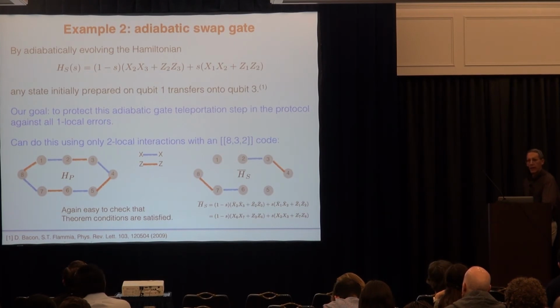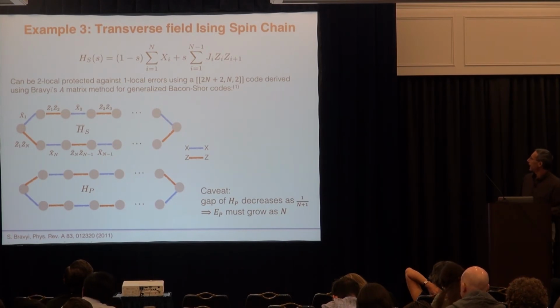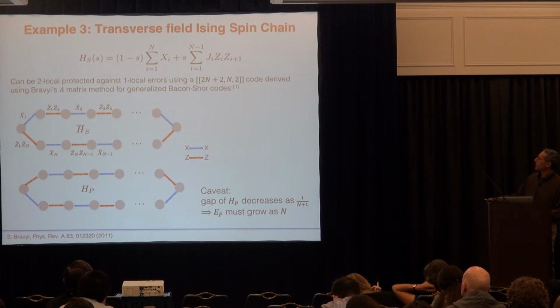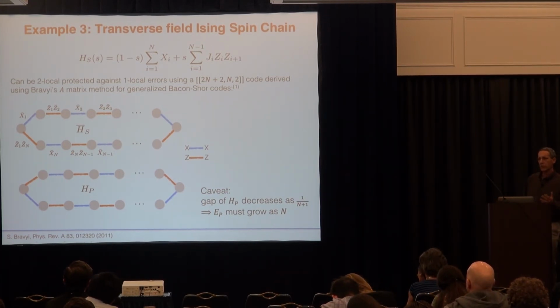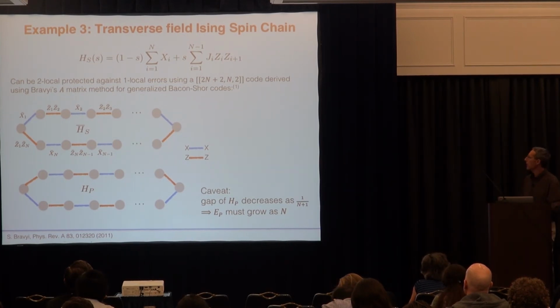So we can protect the adiabatic swap gauge using just two local interactions. And as a final example, consider the open chain transverse field Ising model. So a transverse field here, ZZ terms, and this is ubiquitous in quantum annealing. And if we'd like to protect this against one local errors using only two local interactions, again, we can do that.